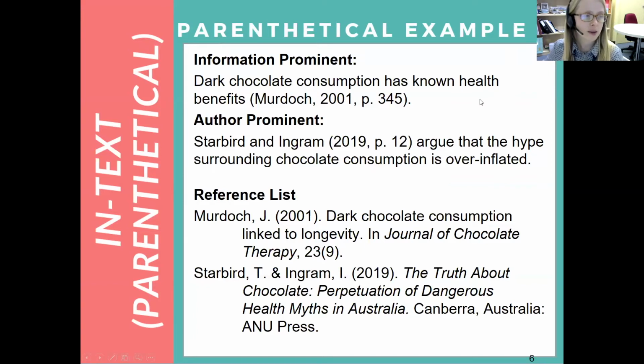The two examples I have of how parenthetical typically appears are information prominent, with the information at the front and the author information at the end, and then author prominent, which can be really common if the person you're quoting is a really key figure in your field, or you want to state their name because you're going to be talking about them a fair bit. So the author prominent is like Starbird and Ingram argue that, and in the reference list it appears like I've shown. This is APA. I'm APA biased. I love APA.